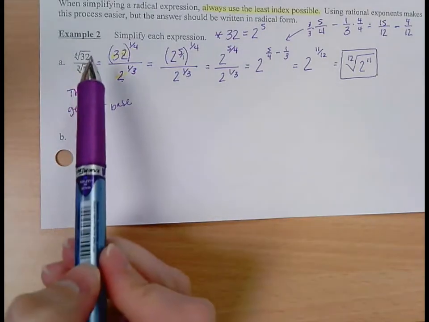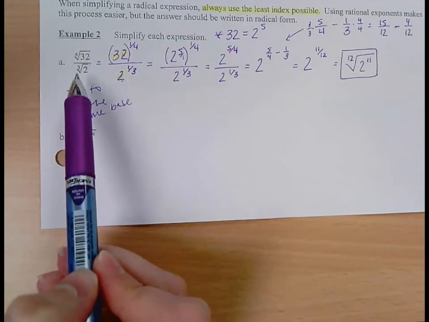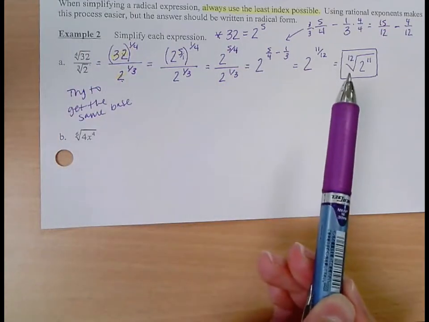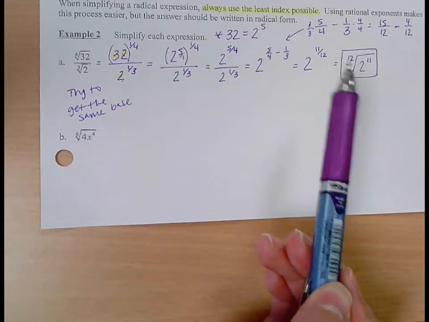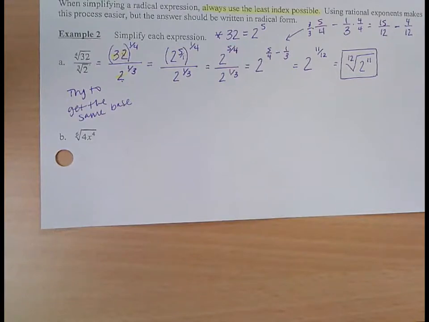So notice we took 2 radicals being divided. Our answer was 1 radical. It has a different index, but we're using properties of exponents to help us get there. So a lot of these examples, it takes some time, some practice, some thought, some problem solving, and how to manipulate the problem so that you can get to the most simplified answer.